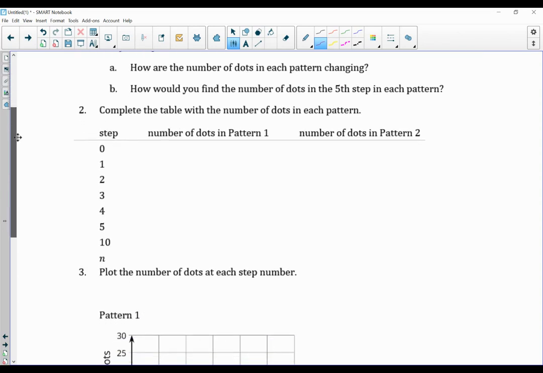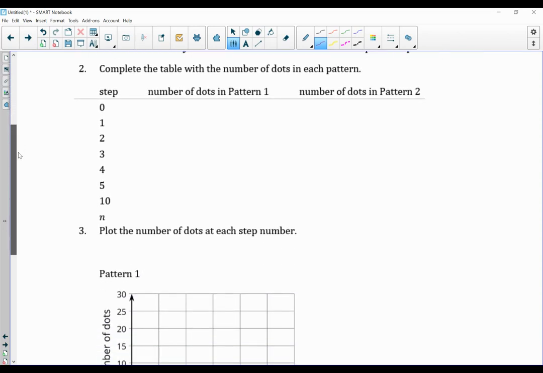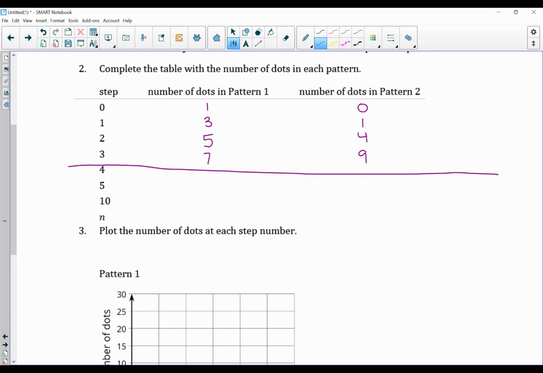Number 2 says complete the table with the number of dots in each pattern. Okay. So I'm just going to fill this in and fast forward for the parts that we already know that are filled in. So now I have them filled up to the 3rd step, which is what we were given. But we also know the 5th step at this point. We know the 5th step because that is what we were asked to do in the last one. So we found the 5th step.